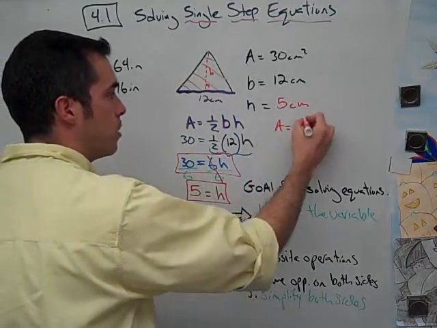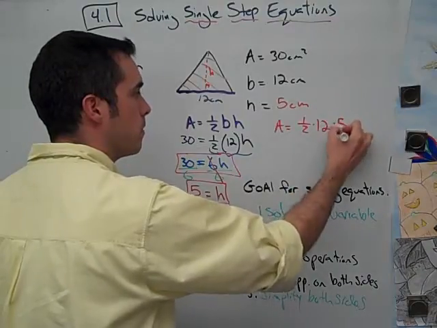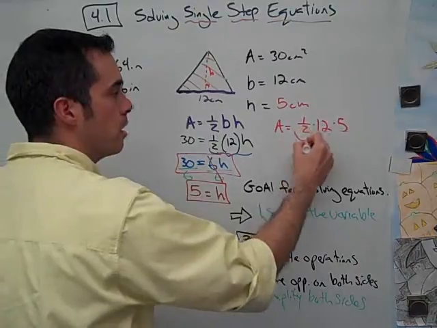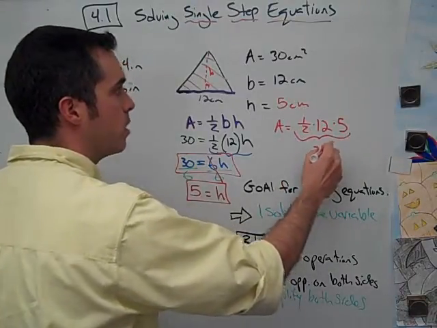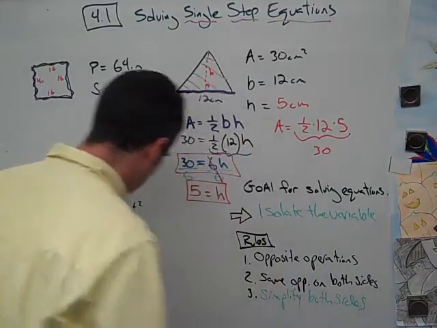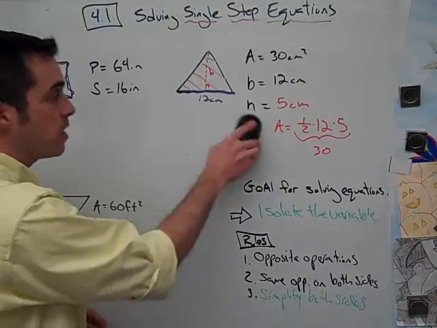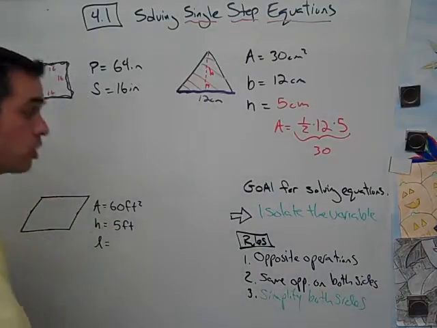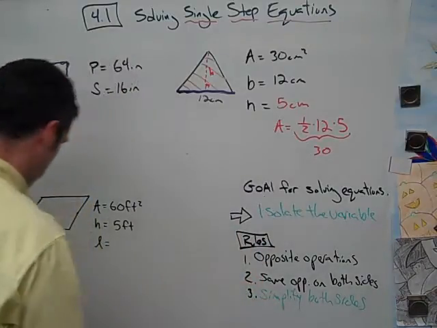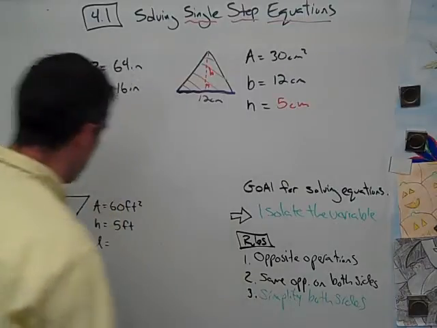Well, let me go ahead and try that. My area is 1/2 times the base times the height. Half of 12 is 6. 6 times 5 is 30. So it says my area is 30, and that's what it's supposed to be. So I got it right. You'll notice at the bottom of your note sheet, it asks, what are you supposed to do? Every time you're finished with an equation, plug the variable back in and make sure you have a balanced equation. That's the answer. Last one.